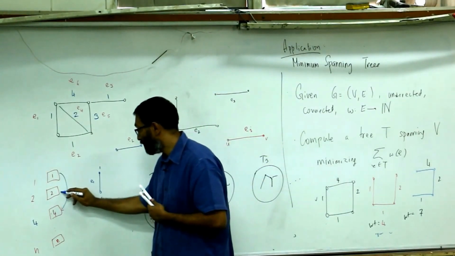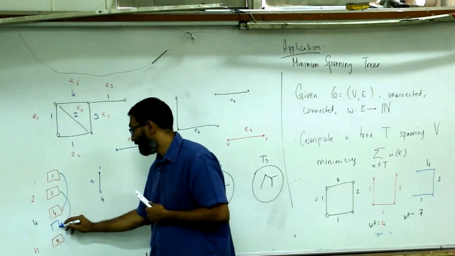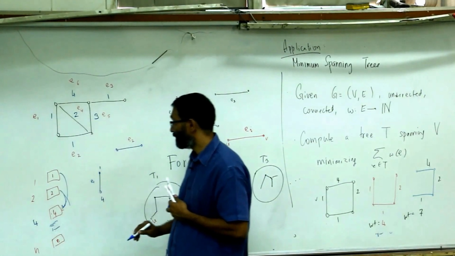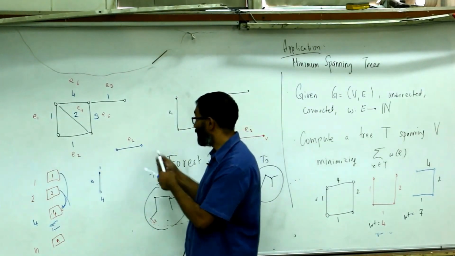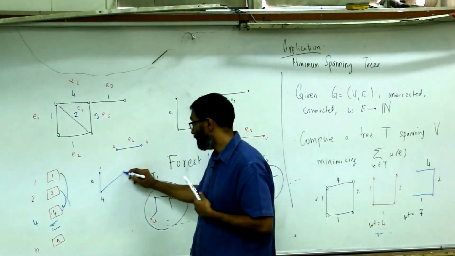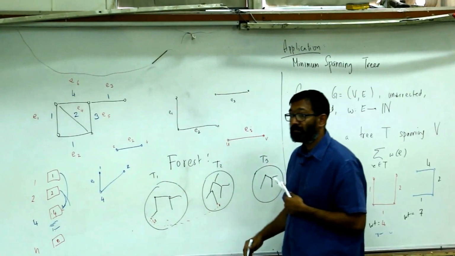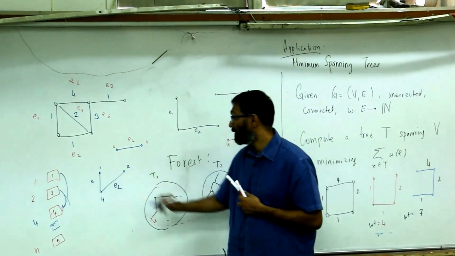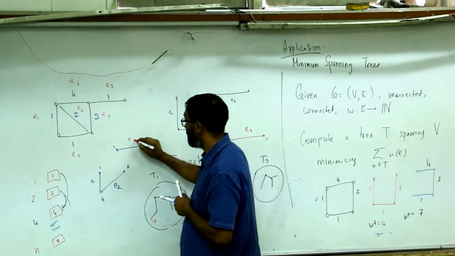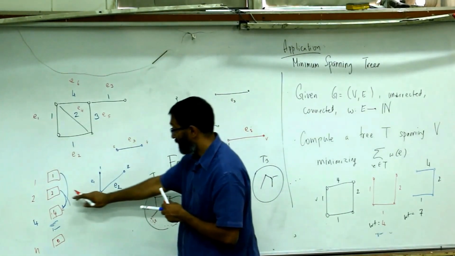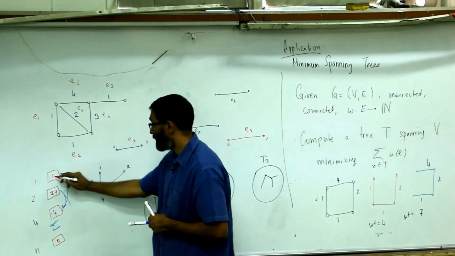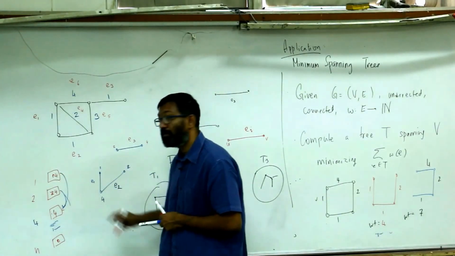Maybe it's from 2 to 4. So maybe E2 is the edge from 2 to 4. Right, now E3 arrives. All the representatives are now 4, 1, 2 and 4. So this one points to 4, this one points to 4, and 4 points to itself.